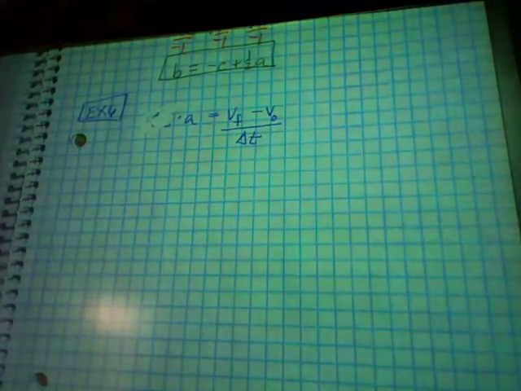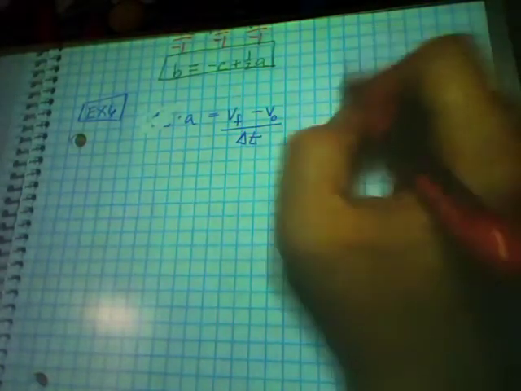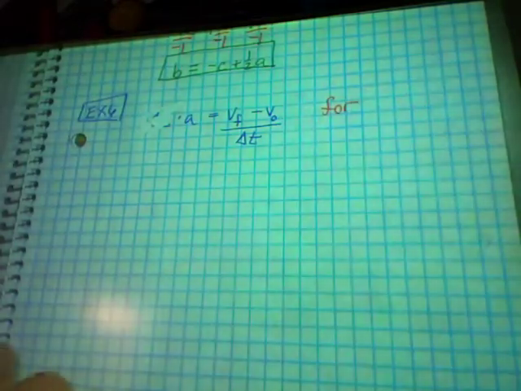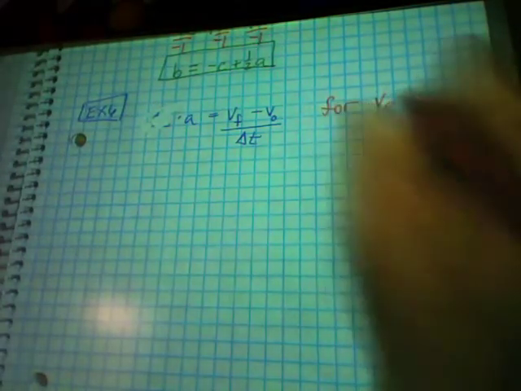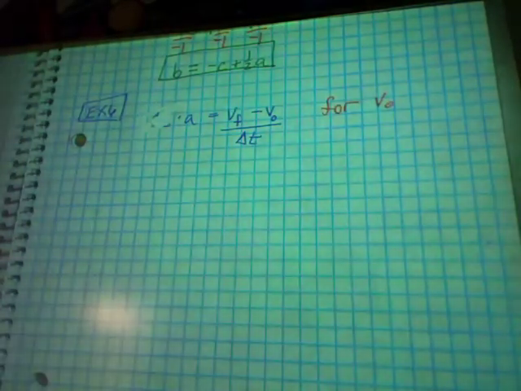Okay, so it really should be A equals V sub F minus V sub O, all over delta T. So A is on one side, and then you are going to solve for V sub O. So here's my V sub O.